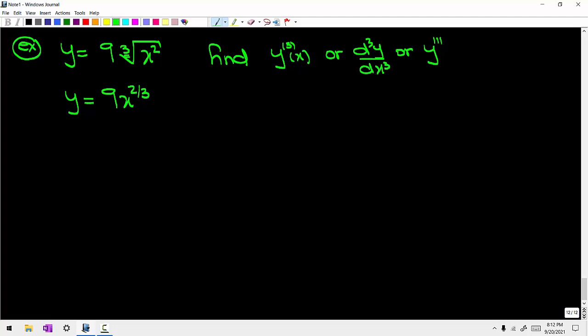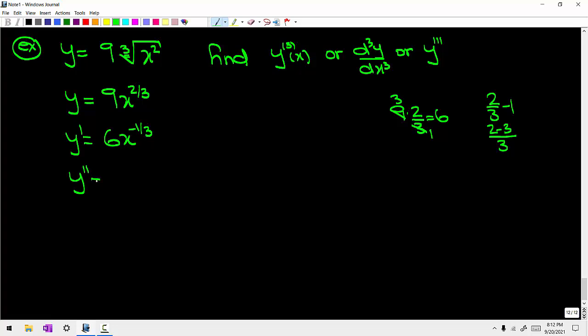So now that it's a power function, let's take the first derivative. You bring the exponent in the front. So we have 9 times 2/3. The 3 goes into 9 3 times. So 3 times 2 is 6. So we get 6x raised to 2/3 minus 1. You want to decrease the exponent by 1. So the common denominator is 3. So we get 2 minus that. So you get negative 1/3. Okay. That's the first derivative.